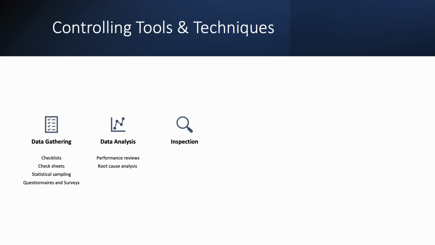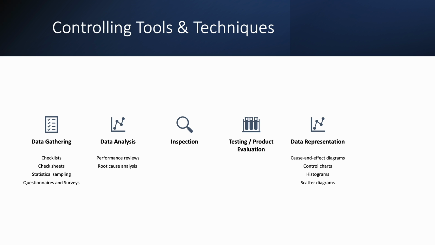Inspection is the auditing to confirm if the project aligns to documented standards. Testing and product evaluations is an organized and constructed investigation conducted to provide objective information about the quality of the product or service under test in accordance with the project requirements. The following techniques are followed during the process of data representation: cause-effect diagrams, control charts, histograms, and scatter diagrams.